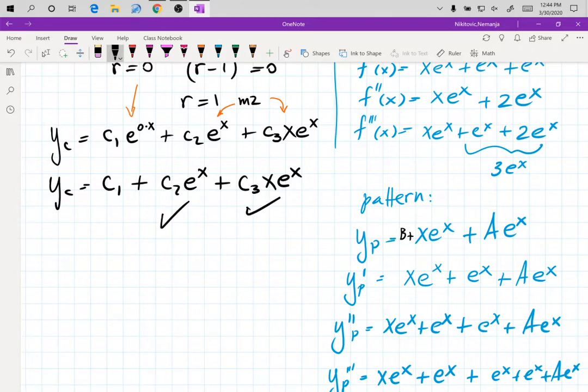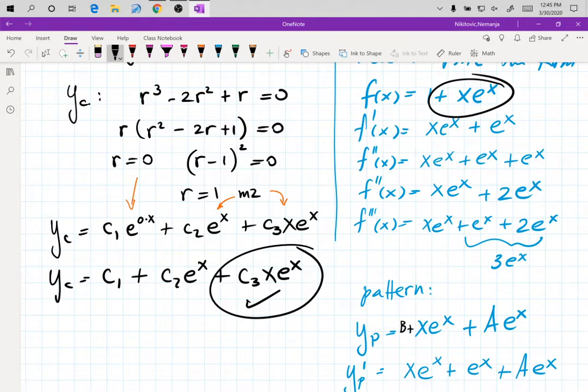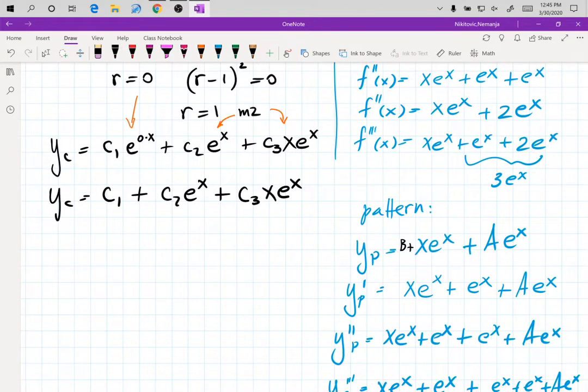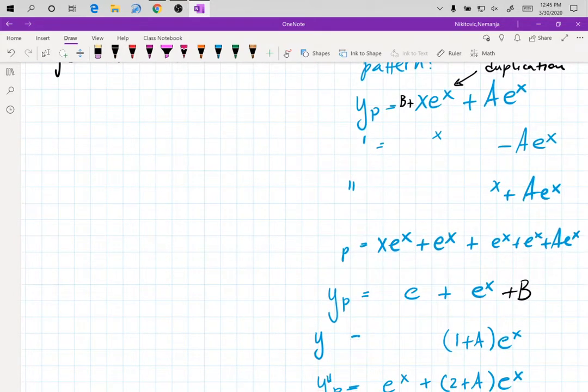So there is a duplication term. As you can see, there is a duplication term. So my pattern cannot be x e^x, which is why it is giving us a problem on the bottom. Duplication. So all of this now needs to go because it's all wrong.